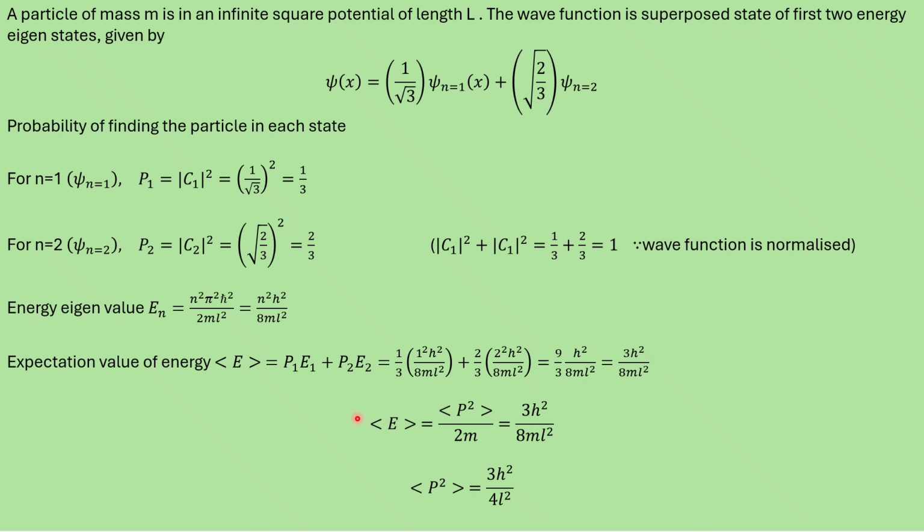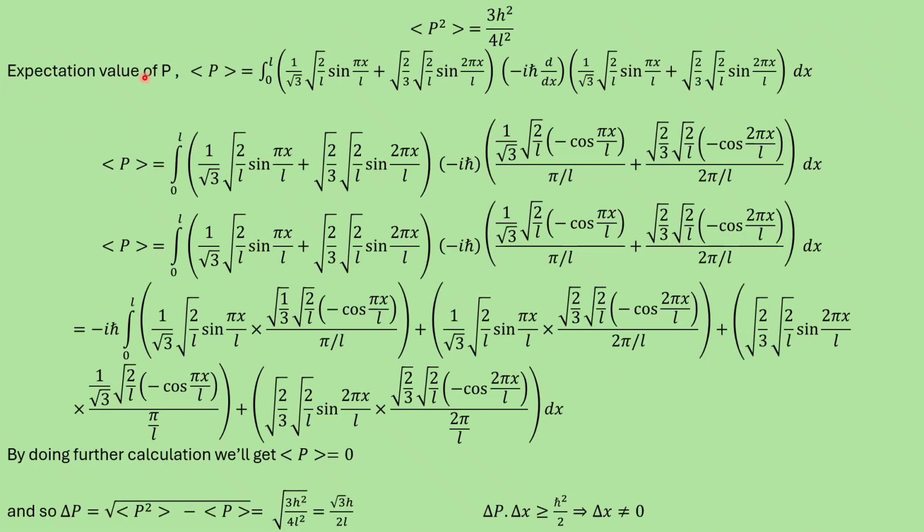Then again, expectation value of E is equal to expectation value of P squared by 2m. This is the kinetic energy, P squared by 2m. So from here we can get the expectation value of P squared is equal to 3h squared by 4l squared. हमें निकालनी है expectation value of P.